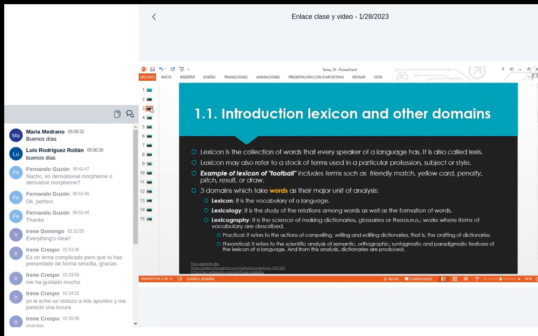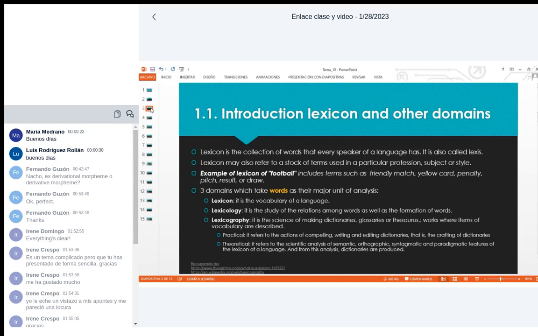linguistic layers that we were looking at, which are the lexicon, lexicography, and lexicology. What is a lexicon, or what does lexicon mean? Lexicon is a collection of words that every language has, or every speaker has in the language. So usually lexicon refers to the number of words that make up a language, and we may say that there are two levels of lexicon.